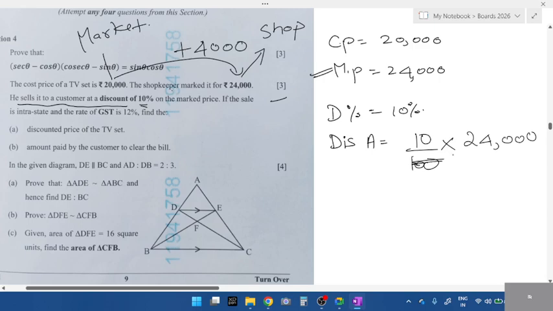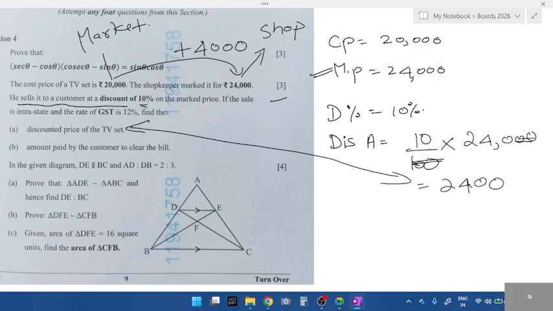Two zeros get cancelled. What do you get? 2,400. What do you call this, student? This is the discounted amount, right? Is it the discount amount? Yes, that is what they have asked in the first question. Look at the first one, we got the answer. Discounted price of the TV set is 2,400.